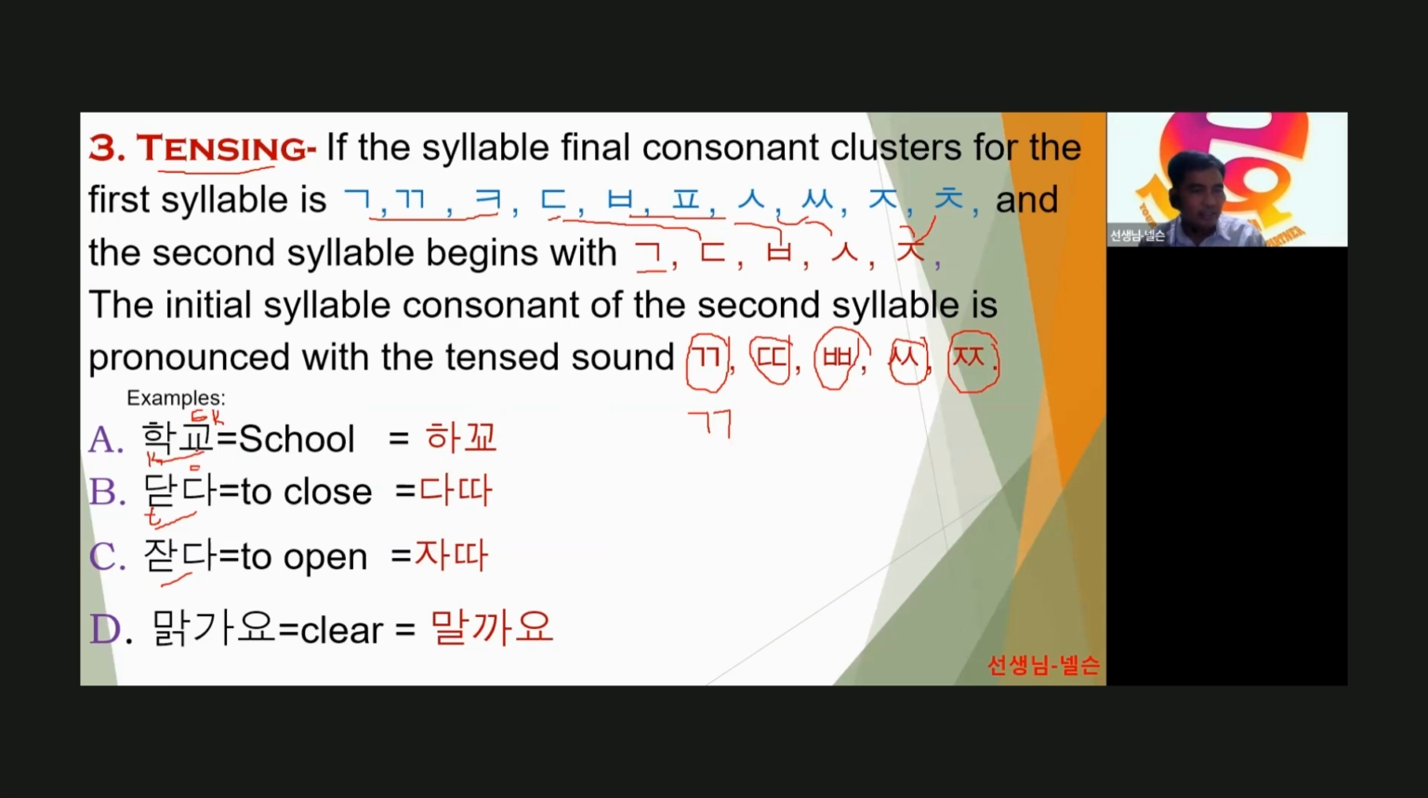For those who did not attend our class on final consonant clusters, I think admin sent you a video, please watch it so that you master the final consonants. Instead of that, the correct pronunciation, it is like liaison, but it is tensing. Data: the wrong pronunciation versus the correct pronunciation. Then to open, like here in letter B, instead of jatda, the correct pronunciation is jata.